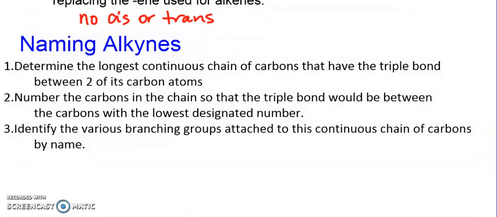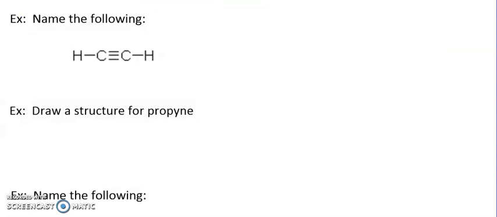So when it comes to naming alkynes, it's similar to the other types. You determine your longest continuous chain, your parent chain. It has to have the triple bond in it. You're going to number the carbons in the chain, so the triple bond would be between the carbons with the lowest numbers. And you're going to identify your branching groups attached to this by name. Okay, so let's do a few examples.